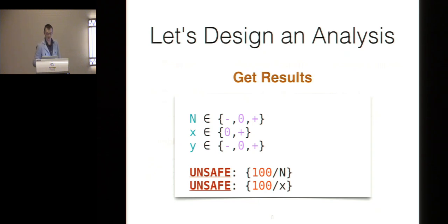So here's a possible set of results. N could be any number. X, we know that x can't be negative, but it could be 0. Y could be any number, and the analysis then says, oh, there's two potentially unsafe divisions in this program, division by n and division by x, because they could be 0.